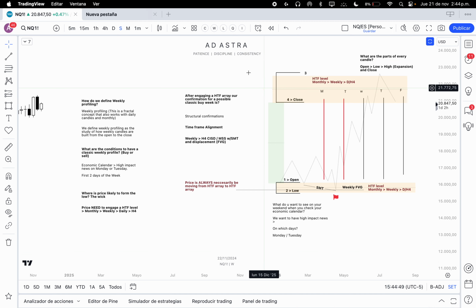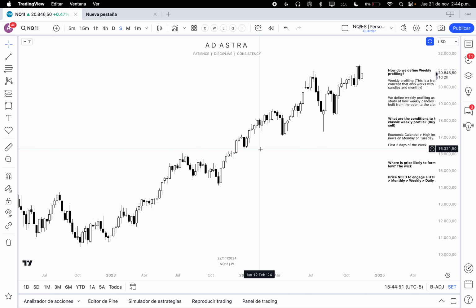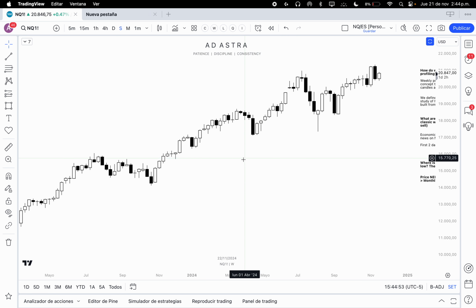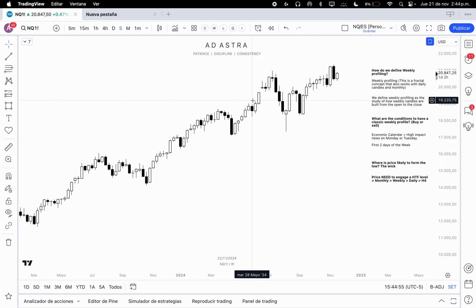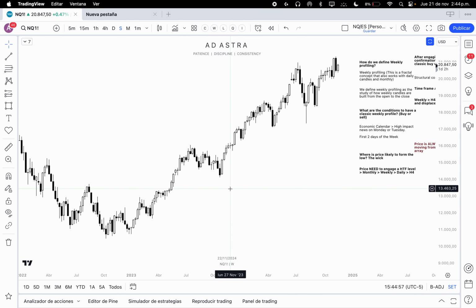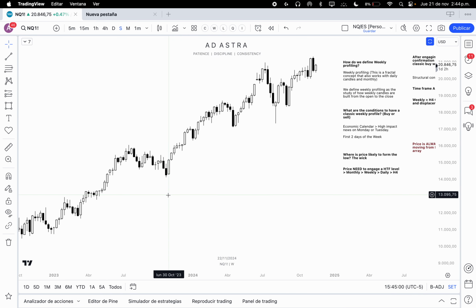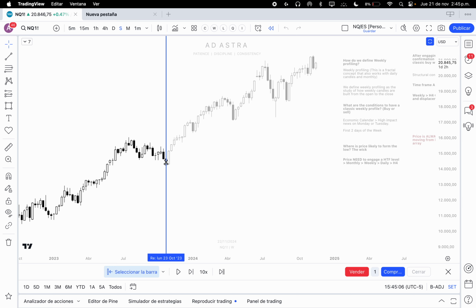So now let's see how this looks in real charts. Let's take any random one. I mean, this can be applied to any single week. We can take this one. This one is October 23. Let's start here, because here we can see really clearly that we have all the classic weeks.